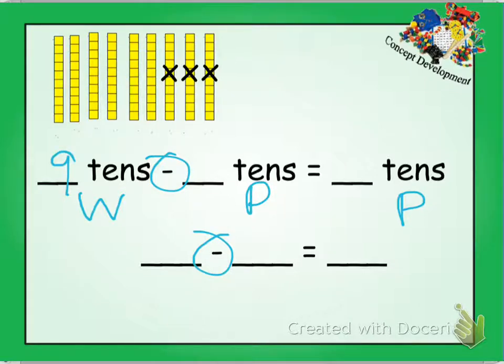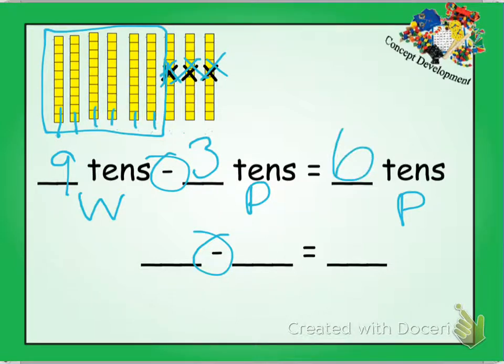Then I have to say how many I'm taking away, because that minus means take away. So 9 take away. How many are taken away? 1, 2, 3. 3 equals how many I have left. I have 1, 2, 3, 4, 5, 6 tens left. So 9 tens minus 3 tens equals 6 tens.